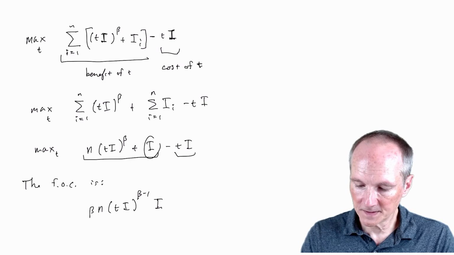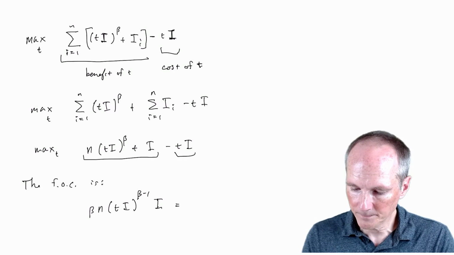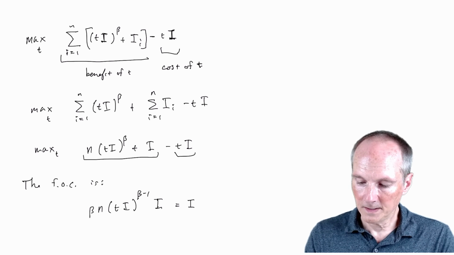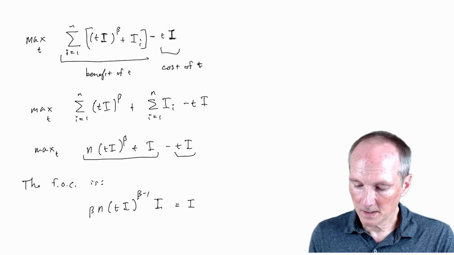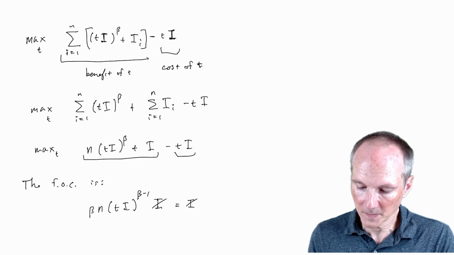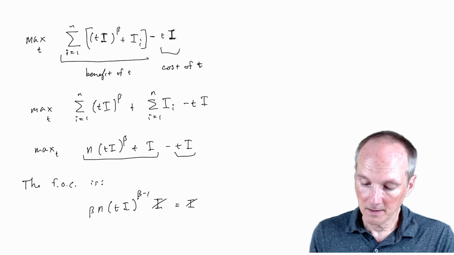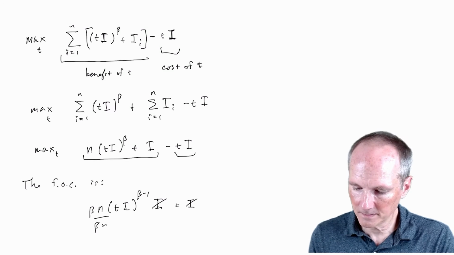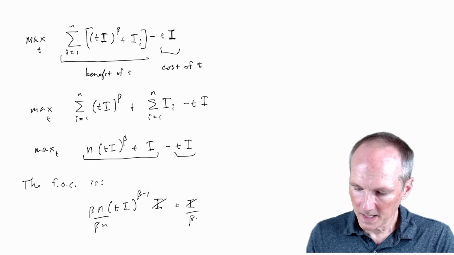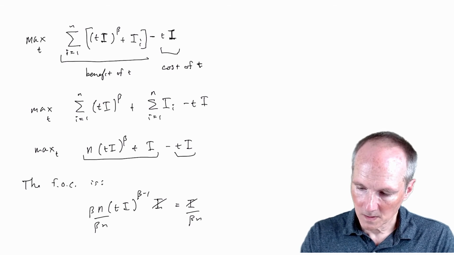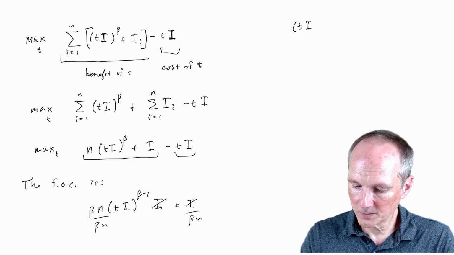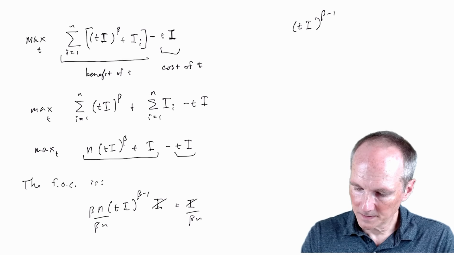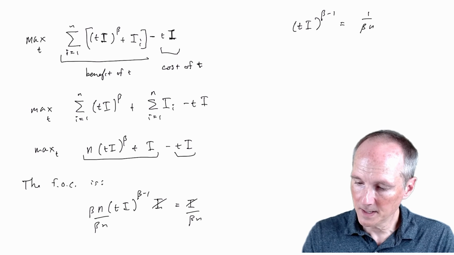This here is just a constant, and the marginal cost is just total income. So we can divide by the I. In fact, we can divide by I. Well, let's just do that, fine. And then we'll divide by beta n. And what we get is t times total income, beta minus 1 is equal to 1 over beta n.